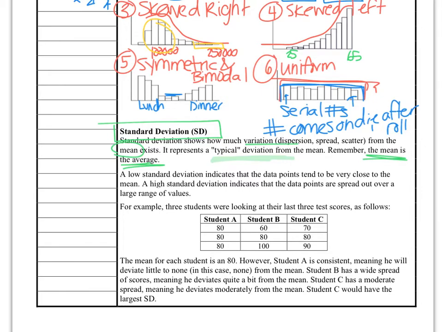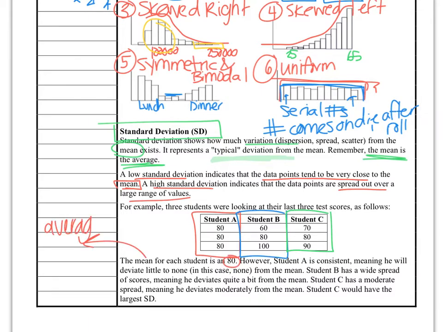A low standard deviation indicates that the points tend to be very, very close to the mean, actually. And a high standard deviation indicates that the points are spread out over a large range of values. For example, we've got 3 students and we're looking at their last 3 test scores as follows. Student A got all 80s. Student B had 60, 80, 100, and student C had 70, 80, 90. So the mean for each one is an 80. Remember, mean means average.